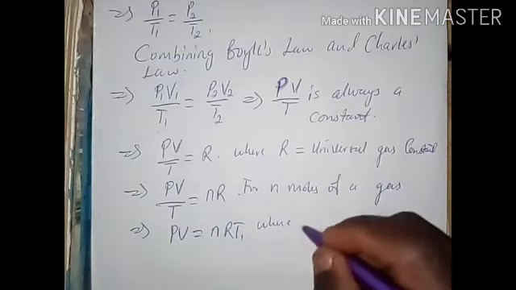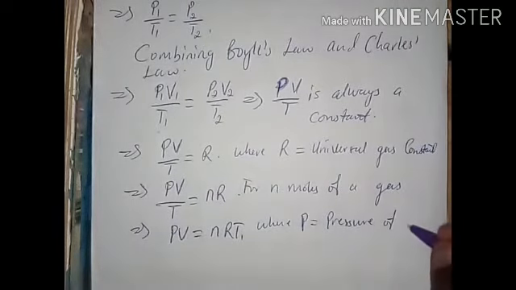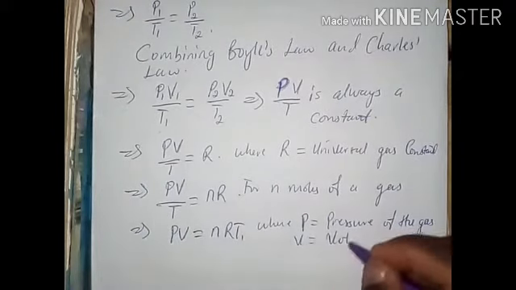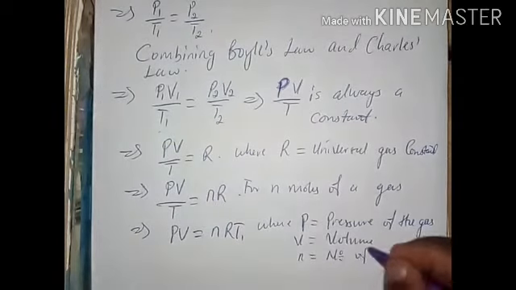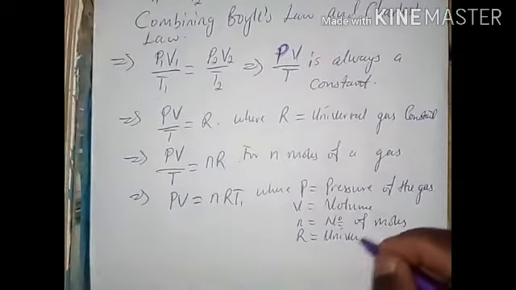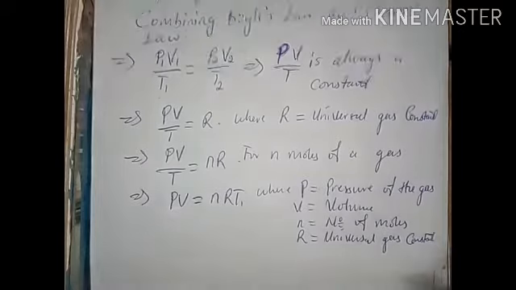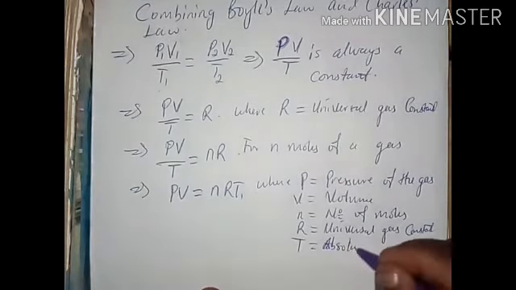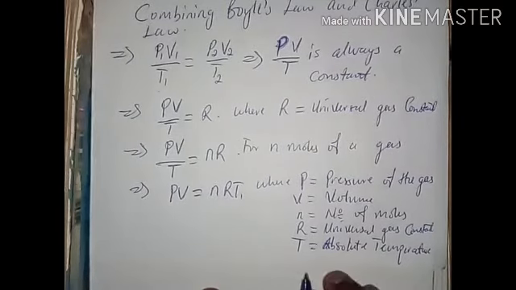where P is the pressure of the gas, V is the volume of the gas, n is the number of moles, R is the universal gas constant, as already said above, and T is the absolute temperature. That means temperature in Kelvin.